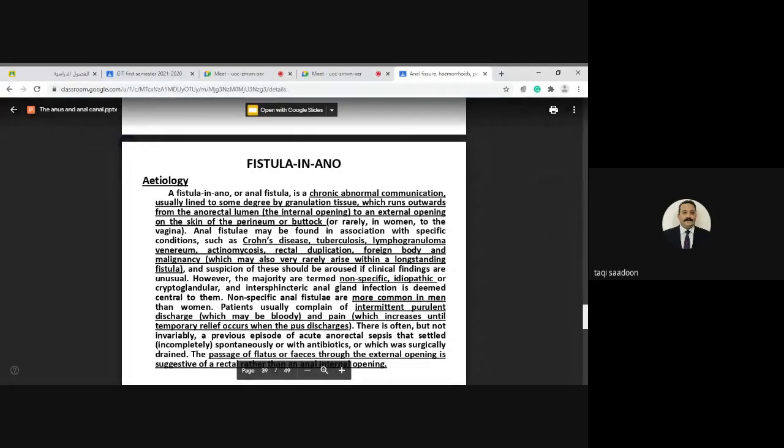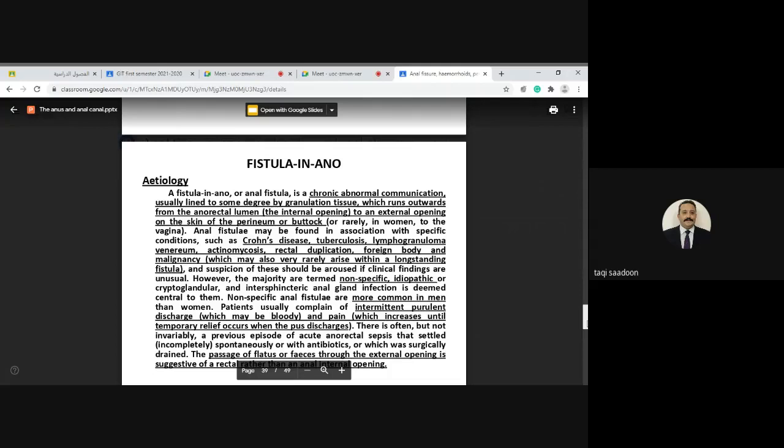Also, chronic perianal fistula may be due to Crohn's disease, maybe tuberculosis, lymphogranuloma venereum, actinomycosis, rectal duplication, foreign body, malignancy. So it is very important, in perianal pathology, to exclude other pathologies, especially Crohn's, TB (tuberculosis), carcinoma. It is more common in men, in males.